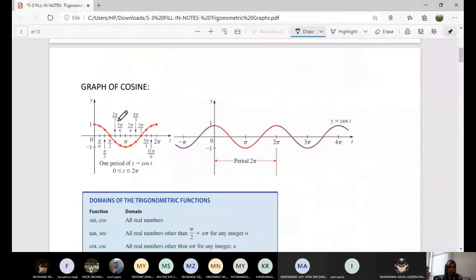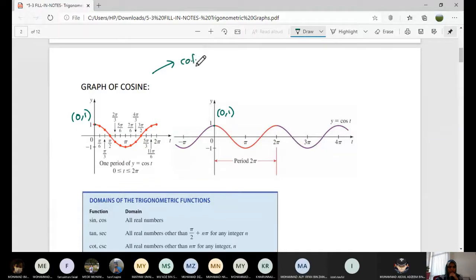The graph of cosine, we start at 0, 1. This is 0, 1. If you realize, this graph is actually shifted by 90 degrees from the graph of sine. For the graph of sine, previously we started here, right? This is the graph of sine. But when you shift 90 degrees, because we have the co-function formula.